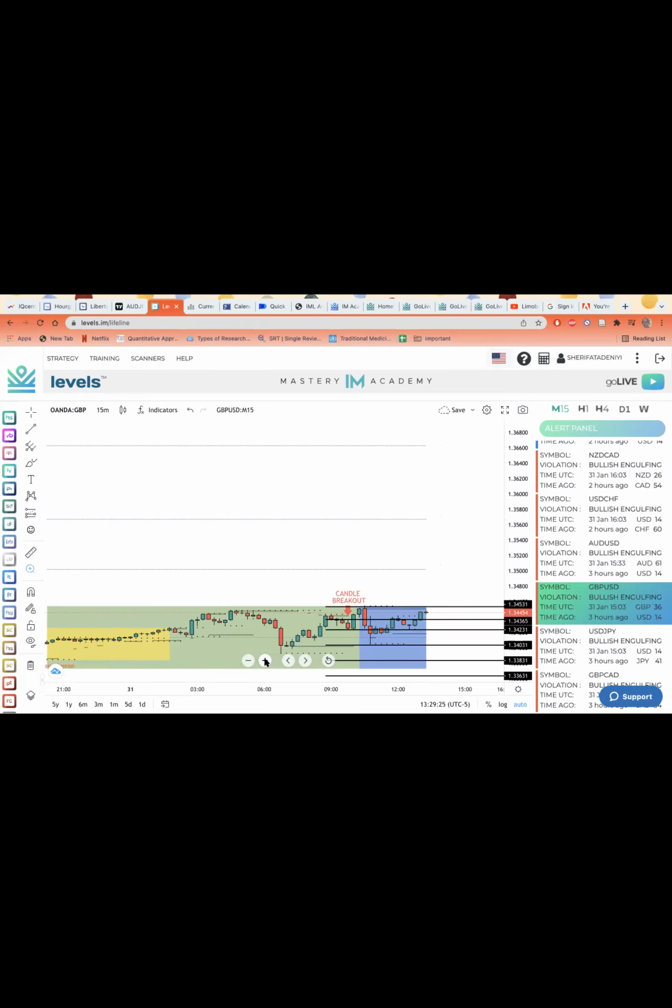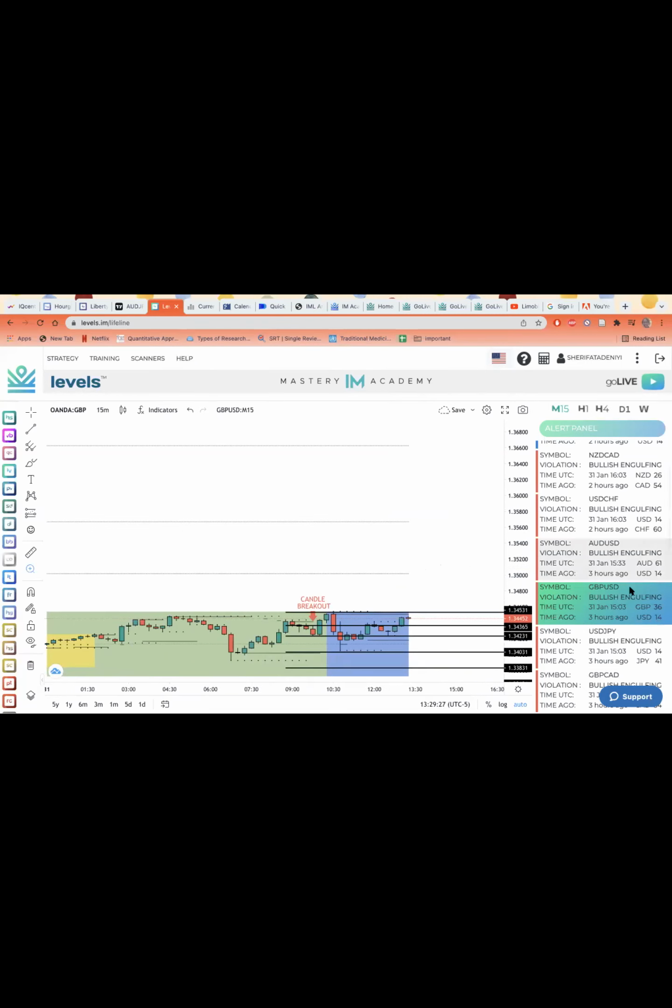Let me show you. If you got this idea immediately, the notification came in and you took it, that means you would have entered this idea. This is when the idea was called. This is when it was called, right? Whenever you see the candle breaker, that's when it was called.